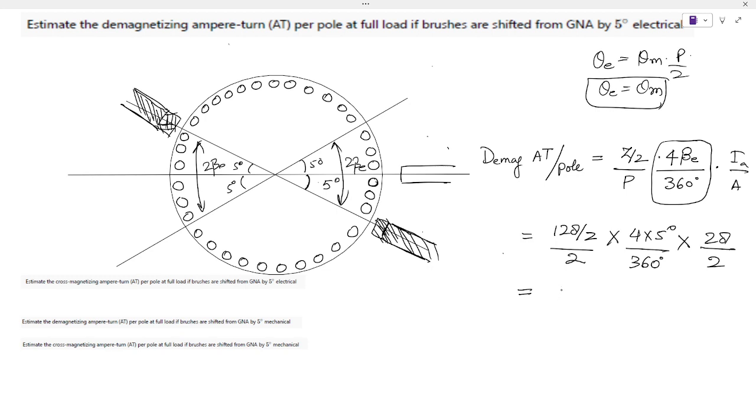I am getting 24.88. Check once. Yes, sir, 24.88. 24.88, right? Okay.